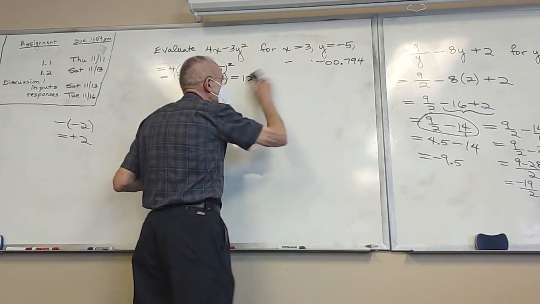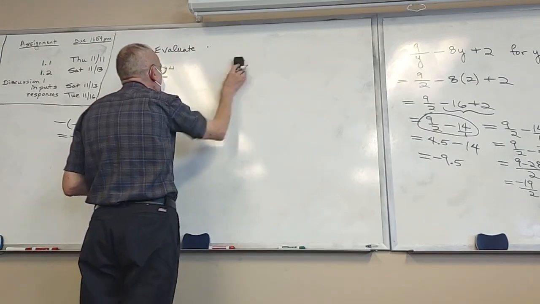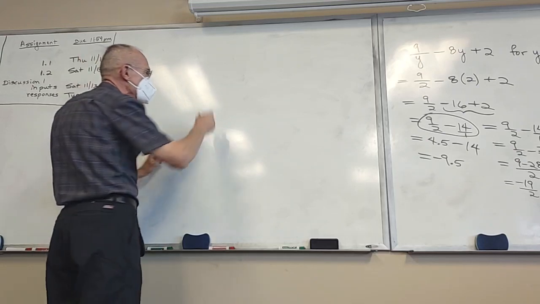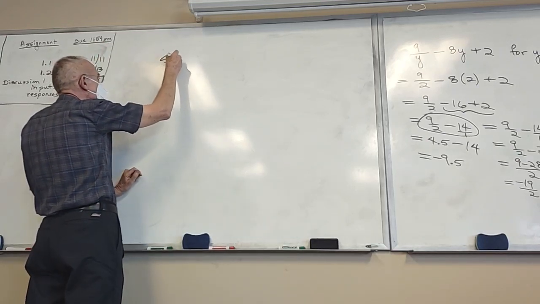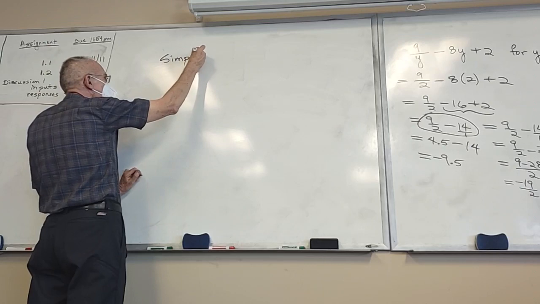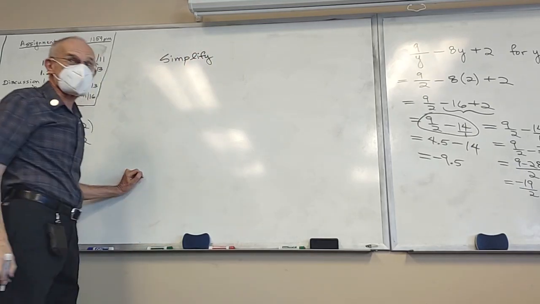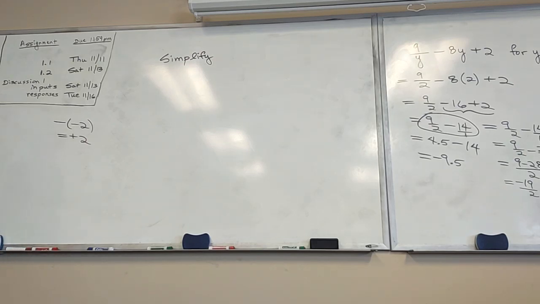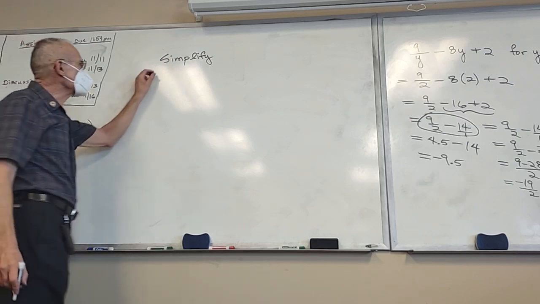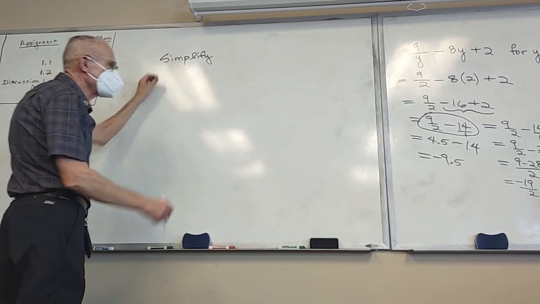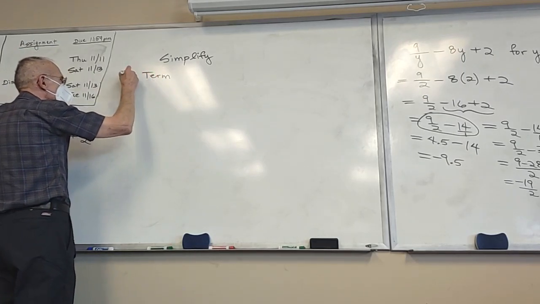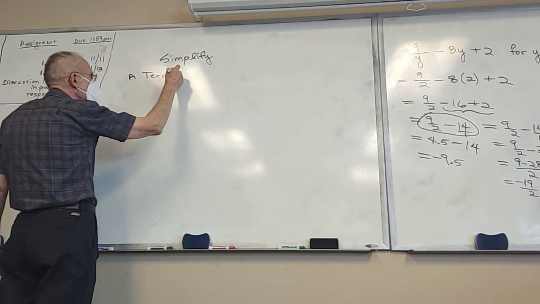Okay. Now, I told you there are two common instructions for expressions. The first was evaluate. The second is simplify. Now, there are other instructions you'll have, such as graph and factor, but the most common instructions are evaluate and simplify. So let's talk about simplifying now. In order to do that, we're going to first define the word term. And I think you know what it is, but I'll define it.